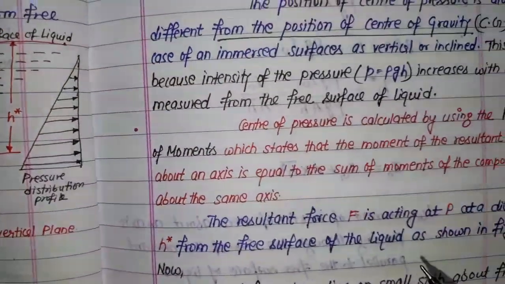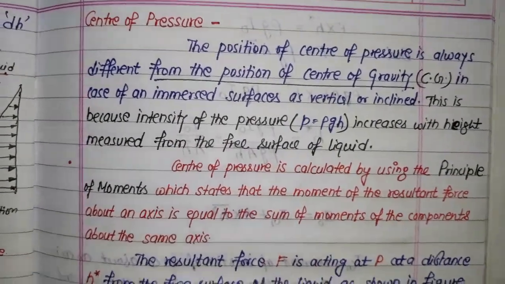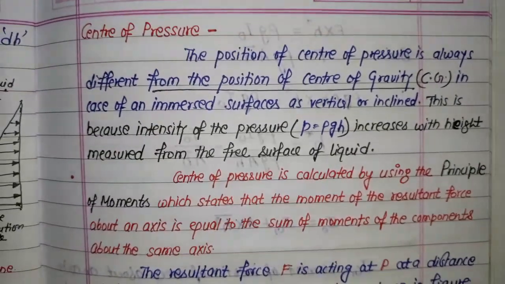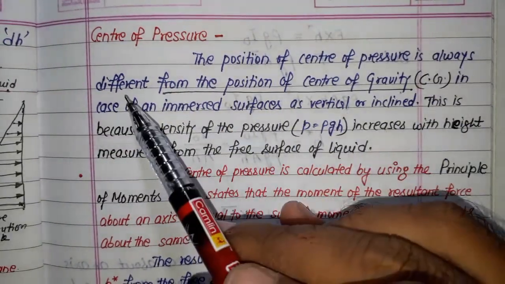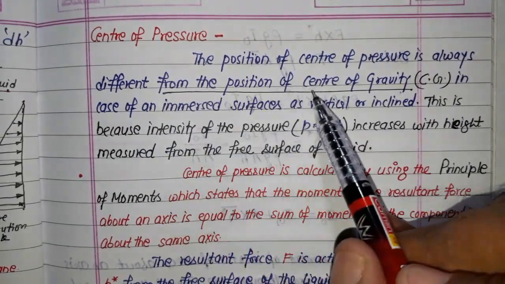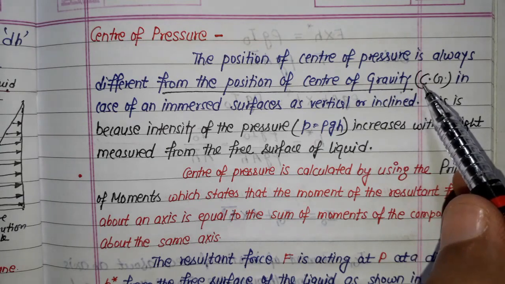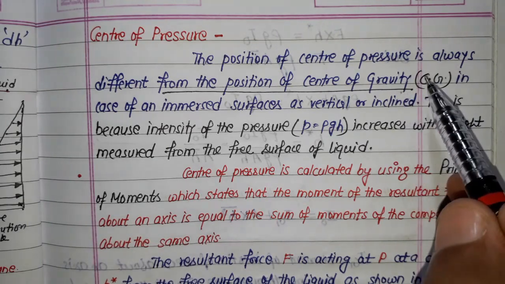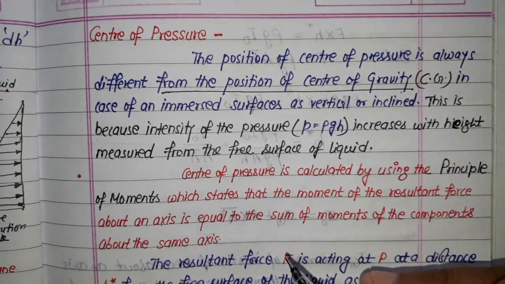Now we have to find the center of pressure. The position of the center of pressure is always different from the position of the center of gravity. So we also need to prove that the CG is above the center of pressure, and the center of pressure lies below the center of gravity.